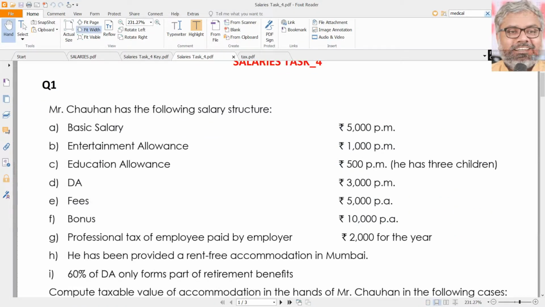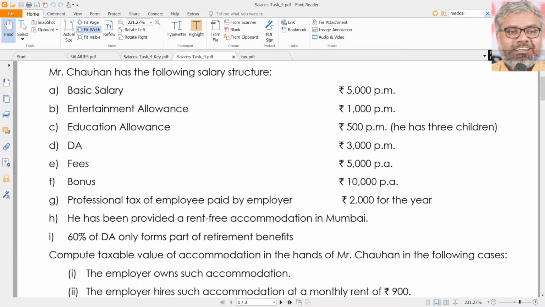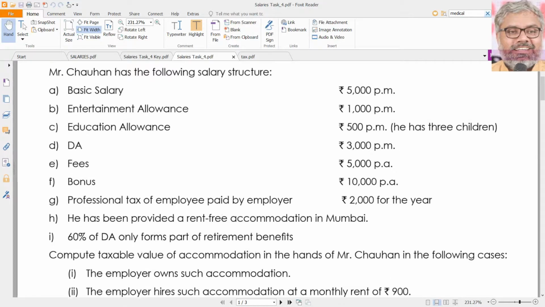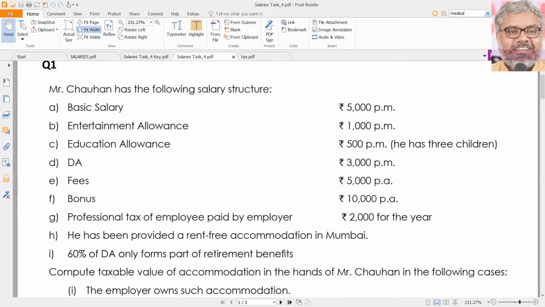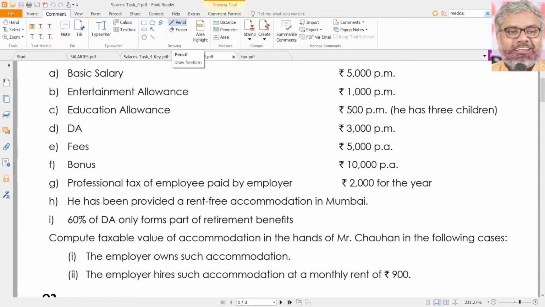Some of the questions which were given to you in task 4, some of the students have raised certain doubts in that. Let me just address them. Of course, this task 4 consists of majorly the perquisites related provisions applications. And here in the first question, it is asked to compute the taxable value of the accommodation. That's all, nothing else. That means only the perquisite value needs to be calculated.